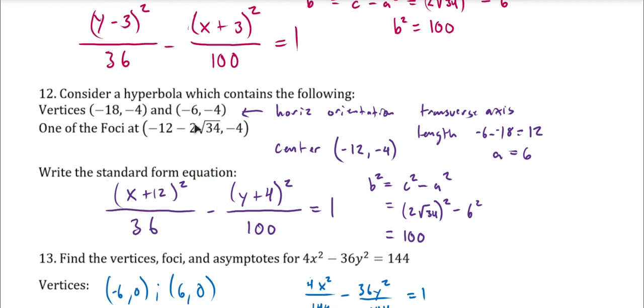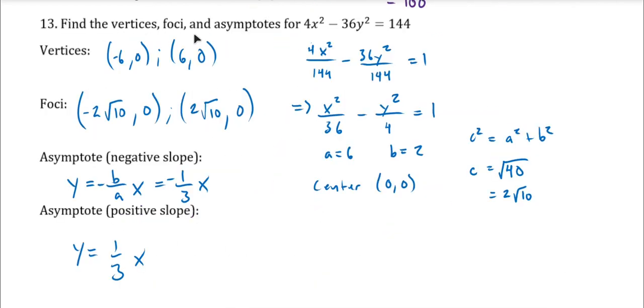We have this distance to go from our center to our focus, so that's our value of c. And plugging those values into the Pythagorean relationship, we find that b squared is 100 again. And so that gives us this overall standard form for the equation.